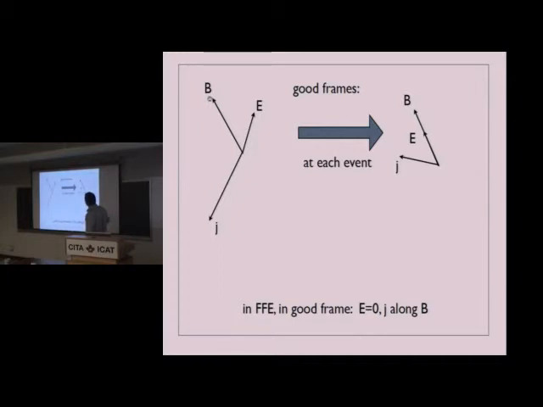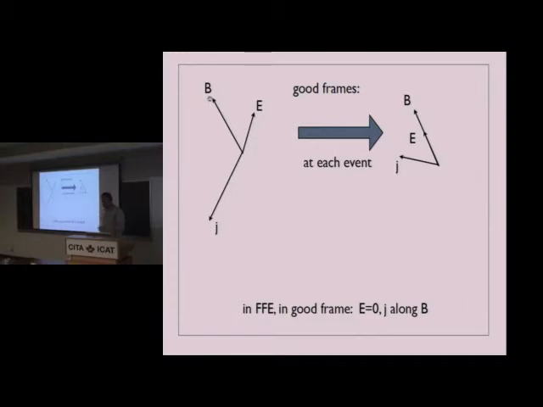So far I have just defined what I call a family of good frames. Why is it a family? Because a boost along the common direction of electric and magnetic field still leaves the electric field parallel to the magnetic field. But let's work in one representative of the family of good frames, where the electric field is parallel to the magnetic field. Then this Ohm's law of force-free electrodynamics just says, in a good frame, the electric field vanishes and the current flows along the magnetic field.